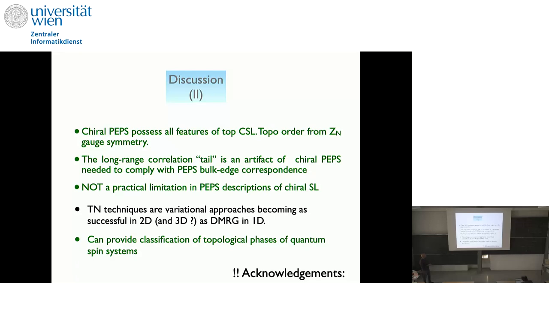So to summarize, I would say that this chiral PEPS possesses all the features of the topological chiral spin liquid. The long-range correlation tail that we find is an artifact of the chiral PEPS construction, but somehow it's expected that there would be such an artifact from the no-go theorem. I hope I convinced you that this is not a practical limitation to study such models with PEPS. And then we can use this symmetric PEPS ansatz to provide some classification of these chiral topological phases.